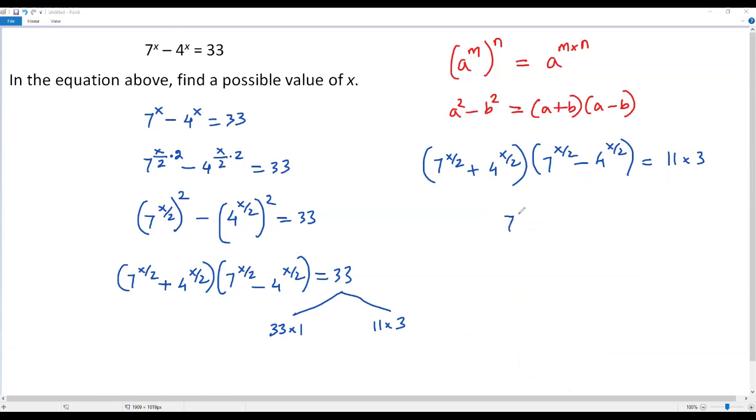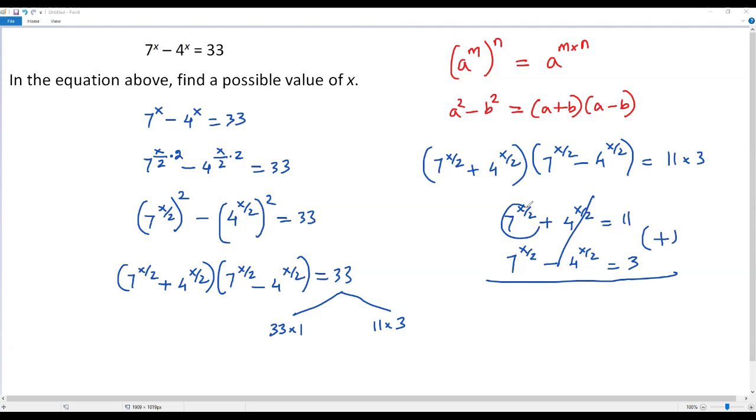In that case, I'm getting 7 to the power of x over 2 positive 4 to the power of x over 2 equals 11. Now let's take the smaller value, that is the difference of the two numbers, 7 to the power of x over 2 negative 4 to the power of x over 2 equals the smaller value on the right side, which is 3. Now let's add these two equations. When I do so, the positive value and negative value will cancel out. When I combine these two like terms, I'm getting 2 times 7 to the power of x over 2. On the right side, when I add 11 and 3, I'm getting 14.